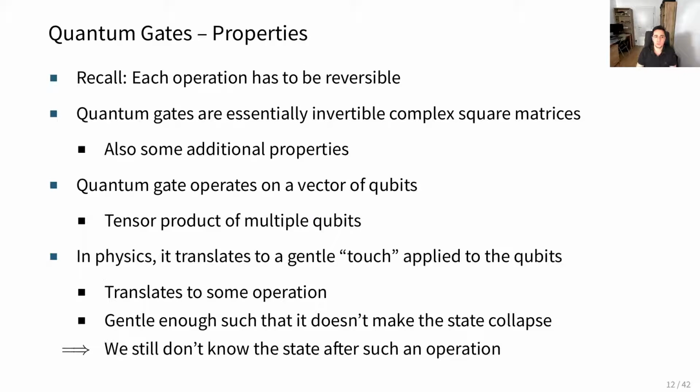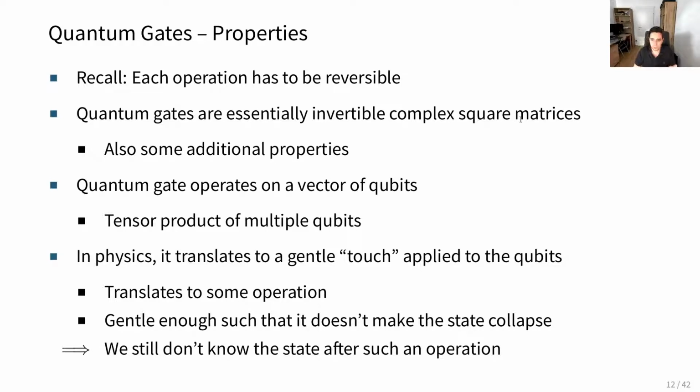Okay, so let us move on. Quantum gates. So this was about qubits. Now what can we actually do with qubits? Well, we try to somehow transform them using quantum gates. But we have to recall that each operation has to be reversible. We are in this quantum computing model. And then quantum gates are essentially invertible complex square matrices.